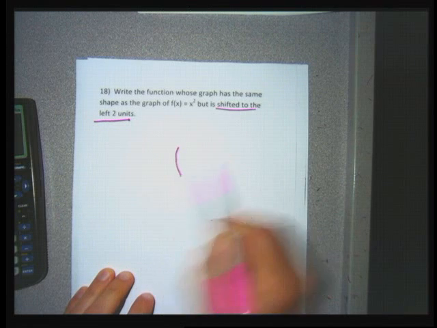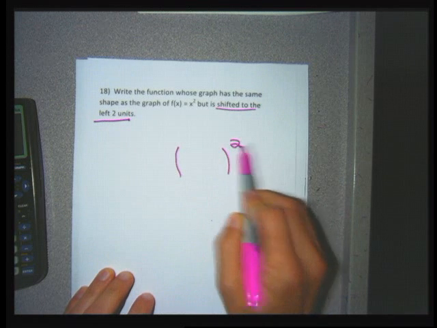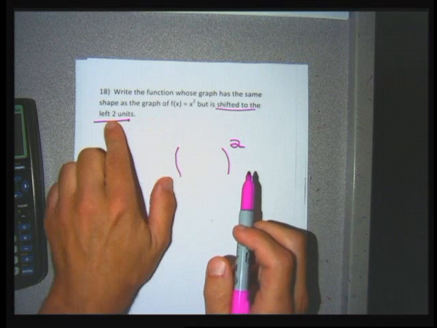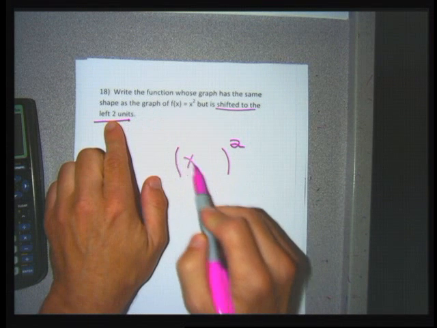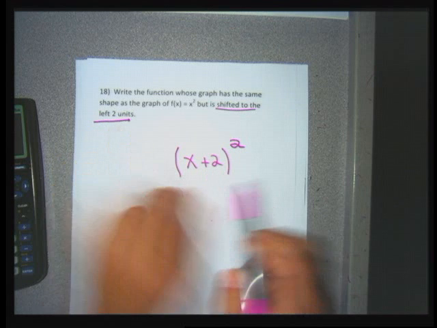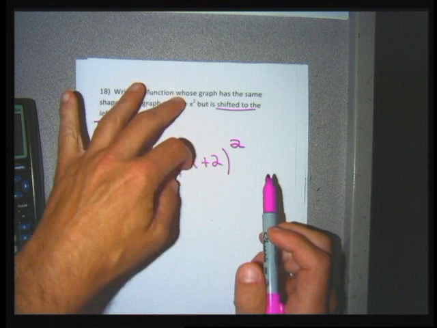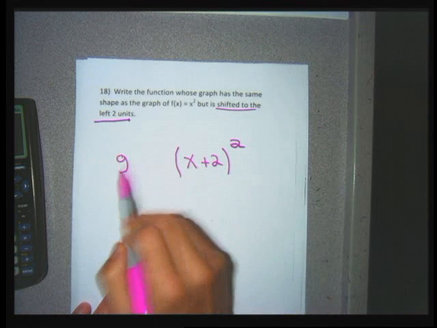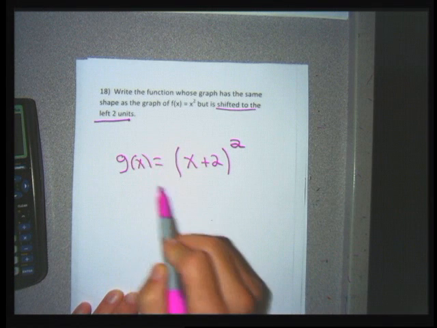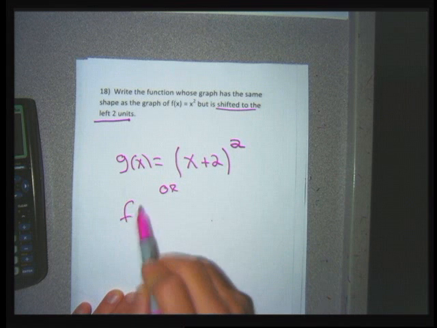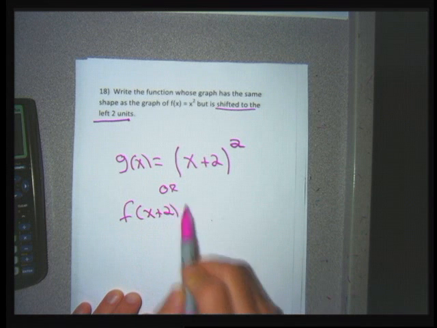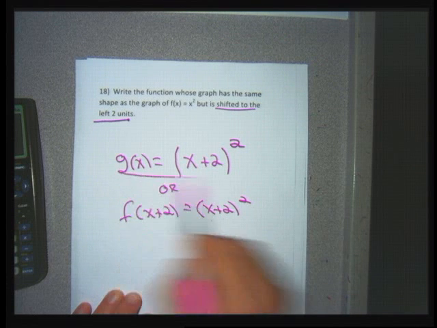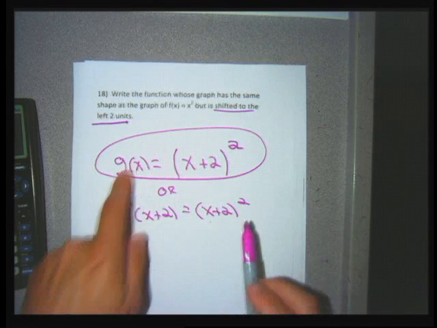And to move something to the left 2 units, I know I need a square because I want something that has the same shape as x squared. To the left is inside the parentheses with a plus sign. So this function is going to be the same as that, but moved to the left 2. I can call this just g of x if I want to be lazy, or I can call it f of x plus 2. Or I can give it no name, I guess. This is probably what I wrote for my key because I didn't want to get fancy in my naming.